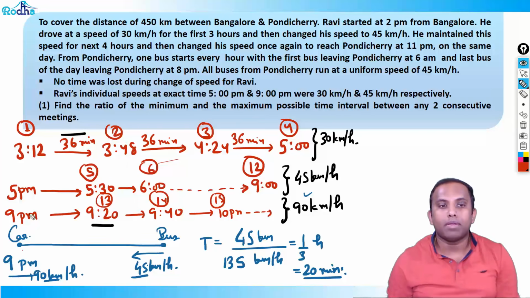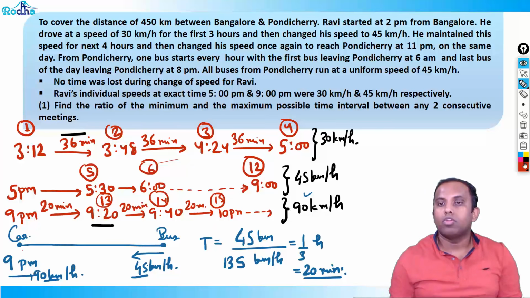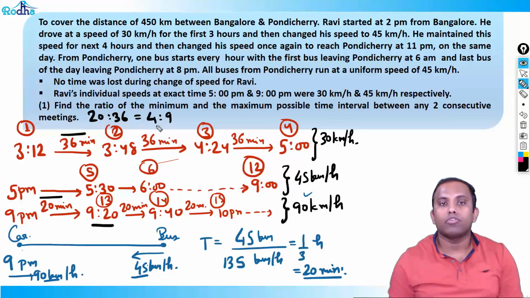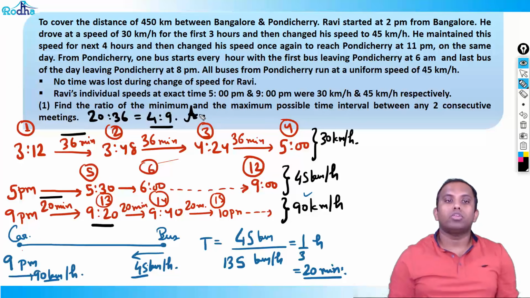So my minimum time is a 20 minute interval, and the maximum time interval is 36 minutes when my car is slowest. So what is the answer? The ratio of minimum to maximum, 20 is to 36. The answer is 4 is to 9. For the first question, the answer is 4 is to 9.